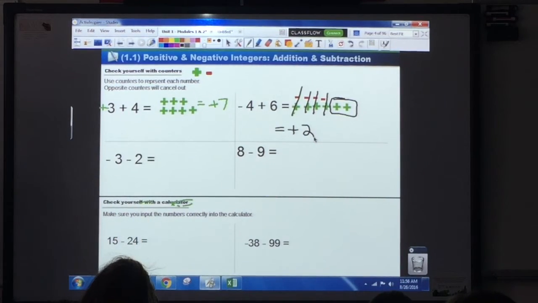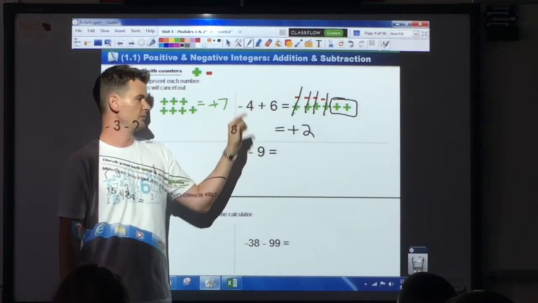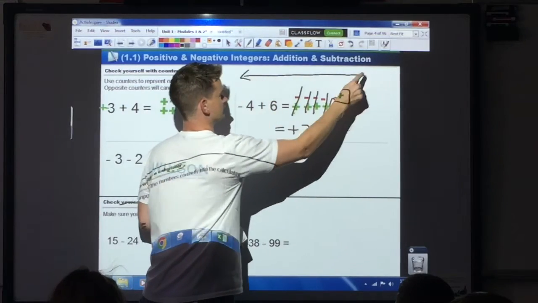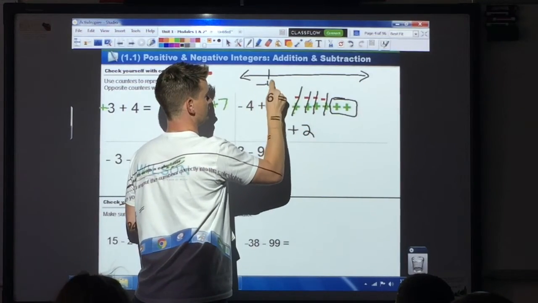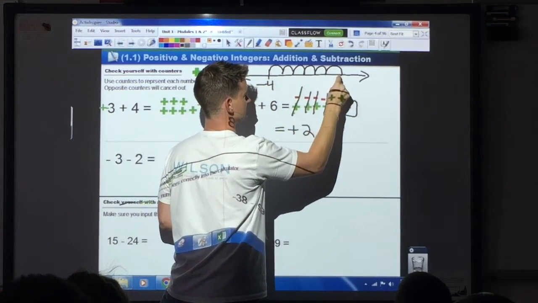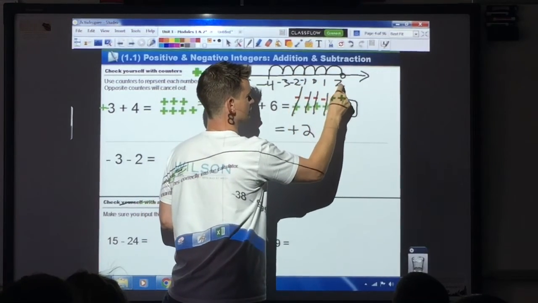And that makes sense because there are lots of different ways. I look here, I have two numbers. Which one of these has the greater absolute value? 6. So my answer has to be positive. If you used a number line and you started at negative 4 and you moved 1, 2, 3, 4, 5, 6 spots, this would be negative 3, negative 2, negative 1, 0, 1, and 2.